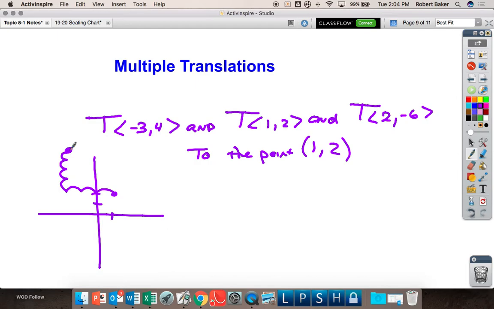So this would be like a prime. Okay, now what do I do to that point? Move it to the right 1. Right 1, up 2. Up 2. A double prime. Now what? Then right 2, down 6.